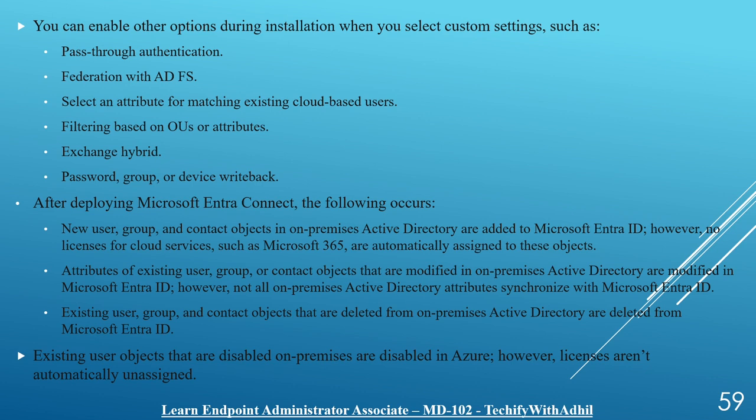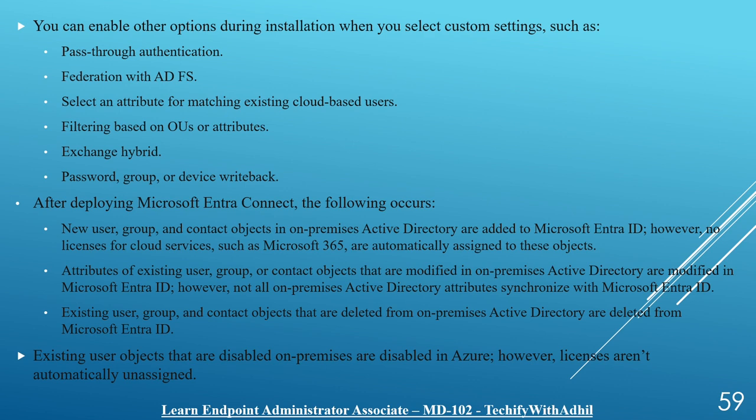So users in the cloud will be the same as your on-prem, just users will be replicated but no license will be provided. Attributes of existing user, group or contact objects that are modified in on-premises Active Directory are modified in the Microsoft Entra ID. However, not all on-premises Active Directory attributes synchronize with Microsoft Entra ID. Existing user, group and contact objects that are deleted from on-premises Active Directory are deleted from Microsoft Entra ID as well. So if you do any kind of deletion on-premises, it is deleted from the Microsoft Entra ID.